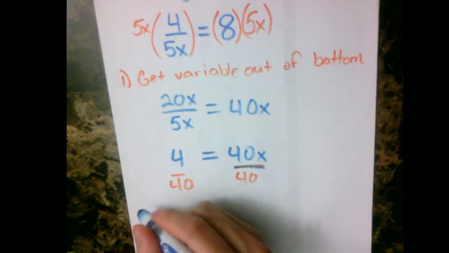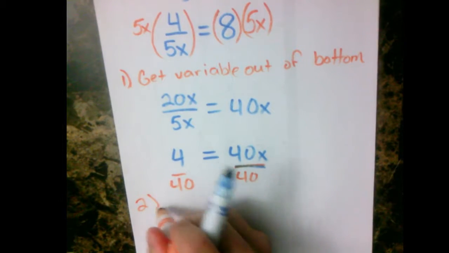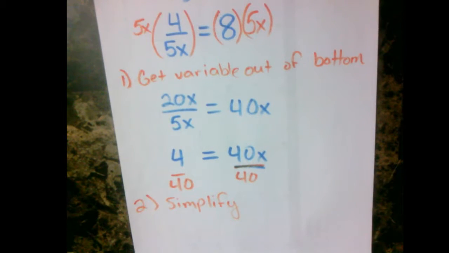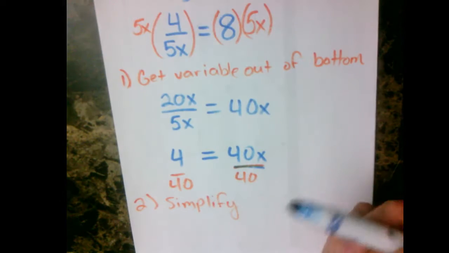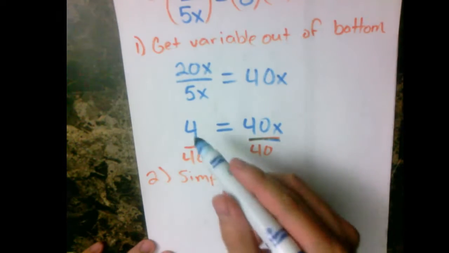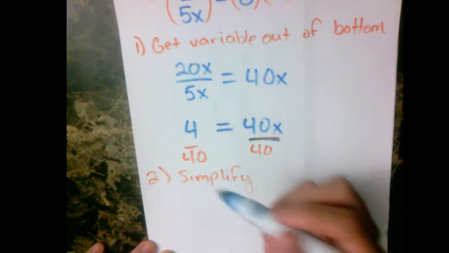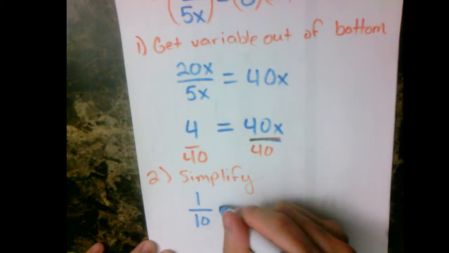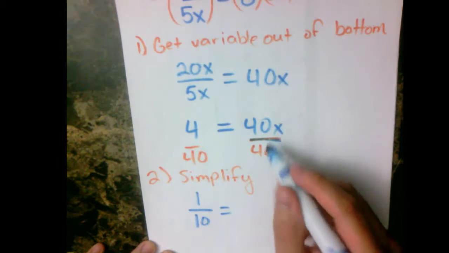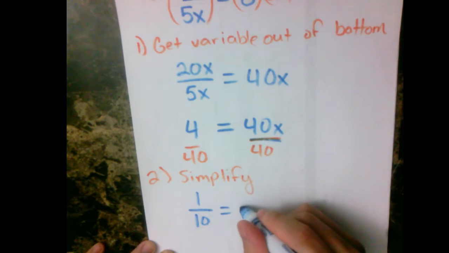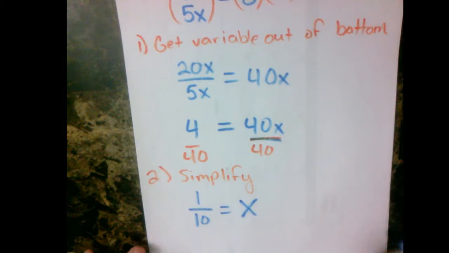Alright, so step 2 is simplify. Now we go 4 divided by 40, which you could get a decimal for here, but I think your teacher's probably going to want a fraction. Typically, I like to work in fractions anyways. So 4 goes into both 4 and 40. 4 divided by 4 is 1. 40 divided by 4 is 10. And then over here, 40 divided by 40, they're the same number, so anything divided by itself equals 1. So this is just a 1x or an x. I'm just going to write x. You can write 1x, but most teachers prefer just x. So that would be the end of this one.